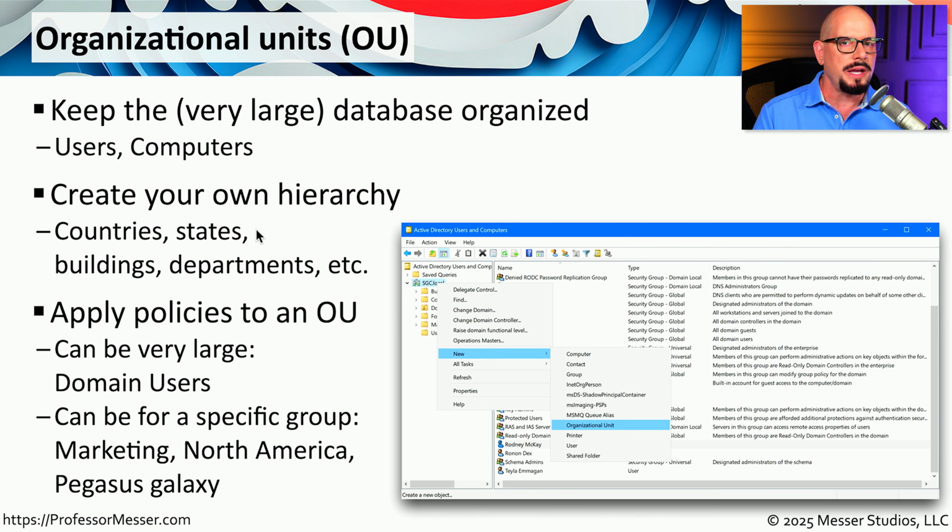These OUs become very important when you're ready to start setting policies on the network because you generally assign those policies to an organizational unit. So if you need to associate one set of policies with the marketing department and another set of policies in the accounting department, you might want to have both of those in separate OUs.